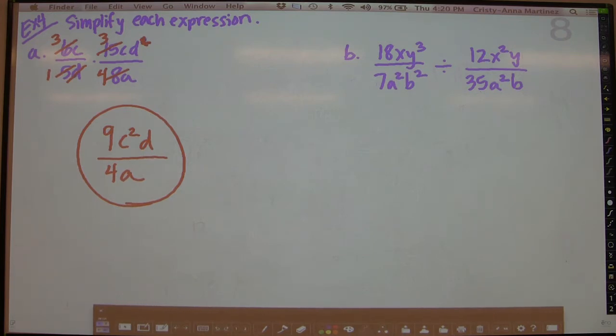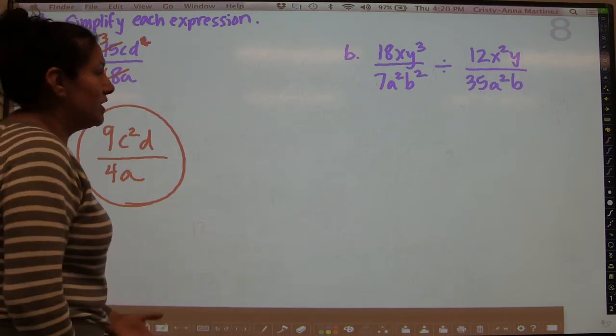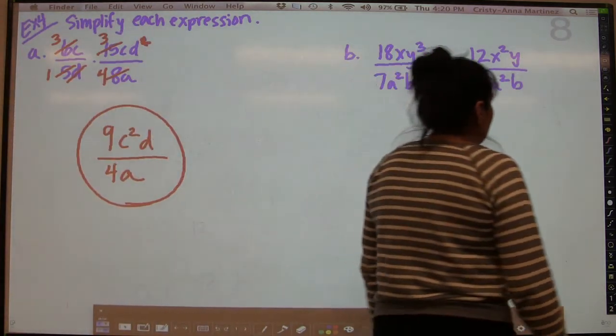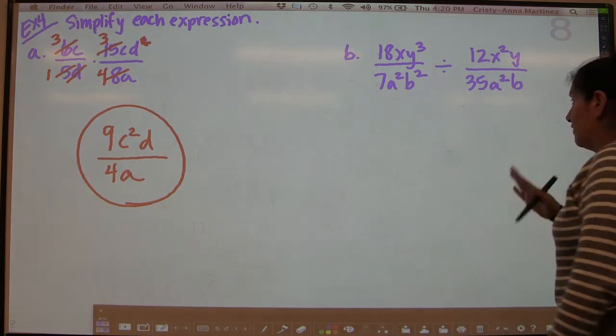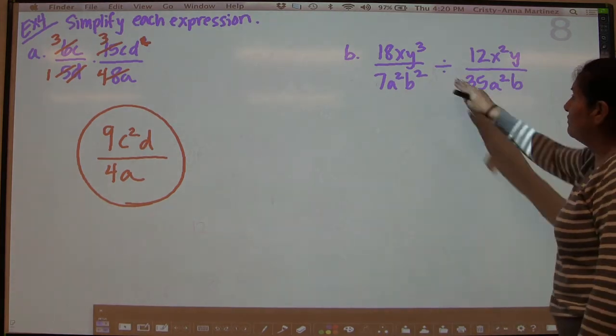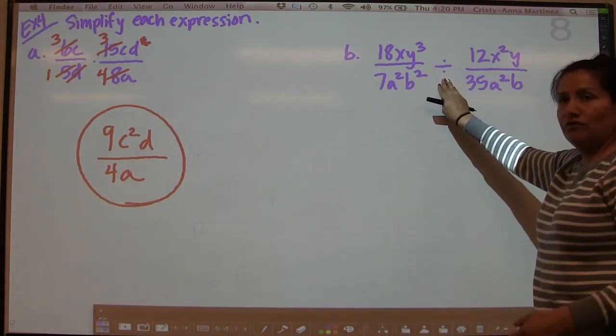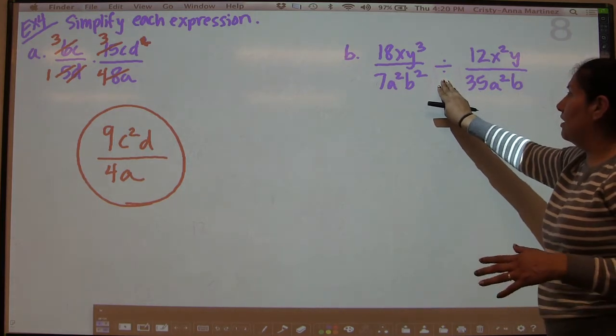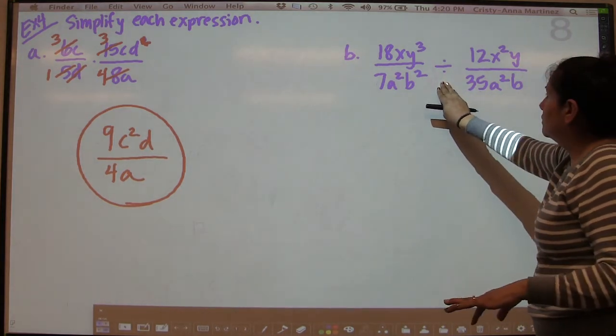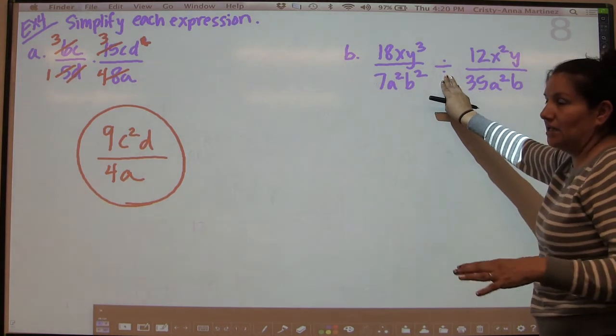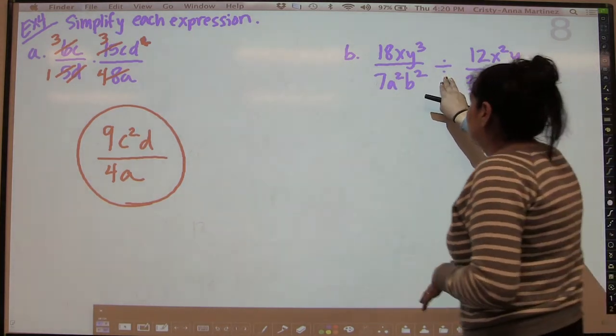All right, and then part B, in this case we have division. And so when you have division, remember that the key to this problem and beyond is that when you have a division, it's easier for you to think of that as multiplying by the reciprocal. So that's the same thing. The definition of dividing is multiplying by the reciprocal. And that's what's going to help us out here.